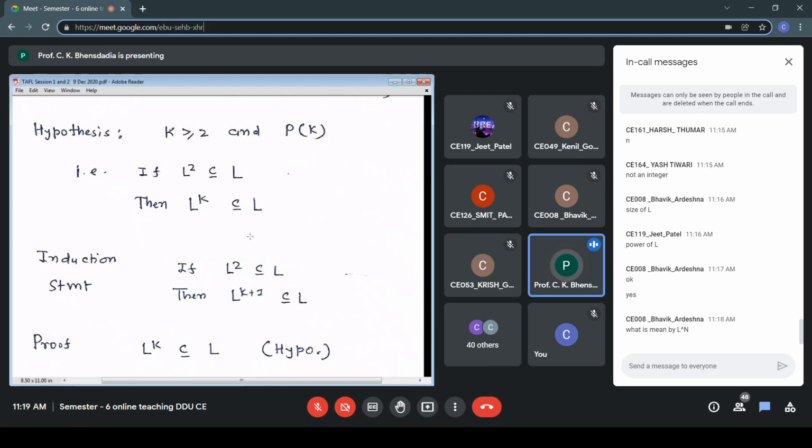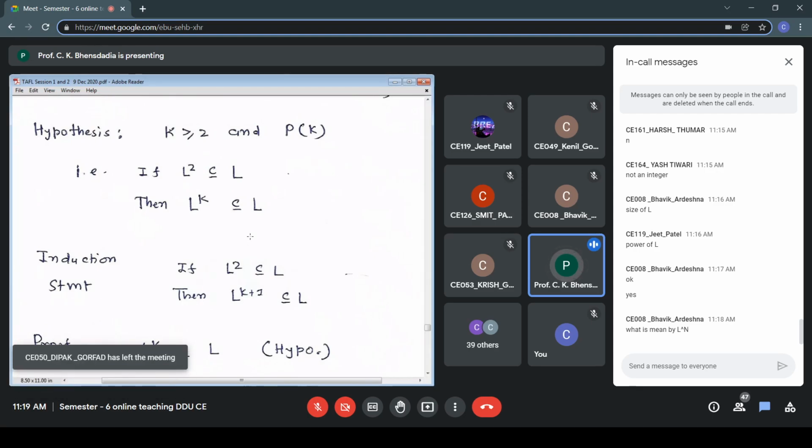Though it is not compulsory to use the hypothesis, the only requirement is that if P(k) is true, then P(k+1) is true. So P(k+1) has to be true. In multiple ways we can prove it, but the easiest thing will be to use the hypothesis. The hypothesis given to us is that L to the power k is a subset of L. L square is a subset of L, that is given. So L to the power k is a subset of L, from the hypothesis.